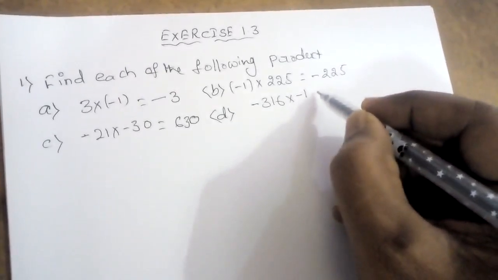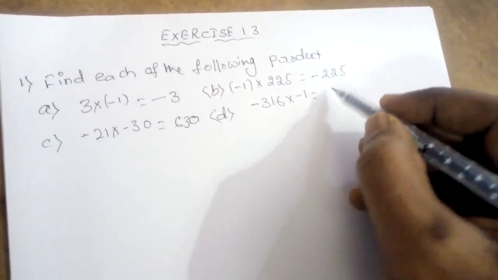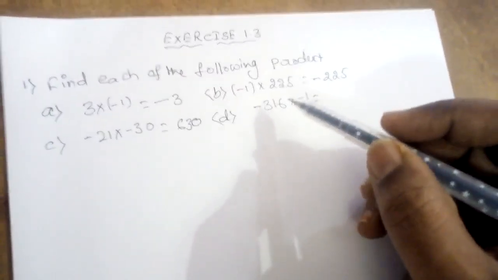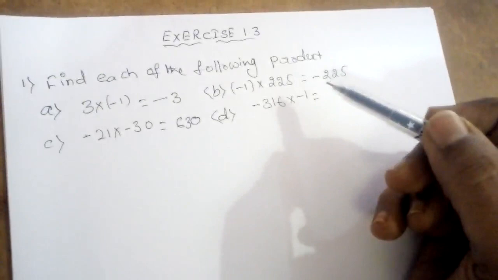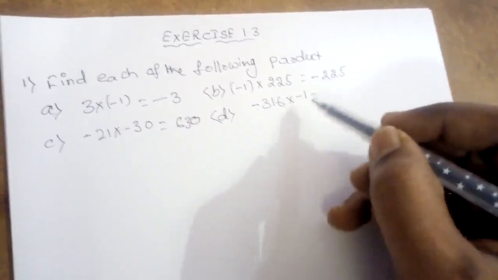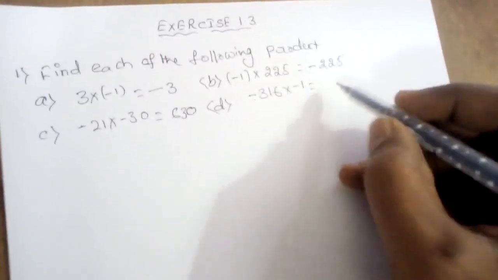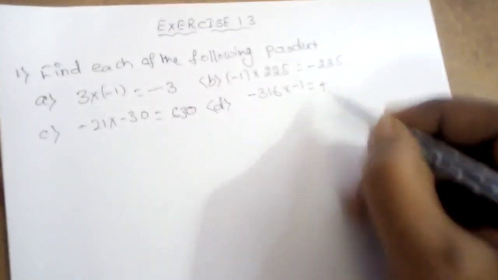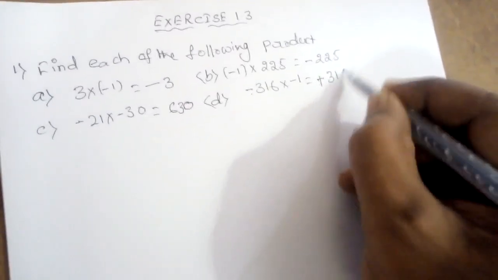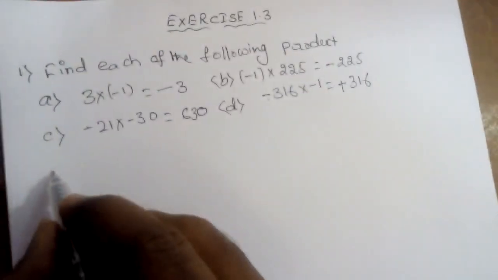Here also go to the signs of the product first. Okay, both have negative signs. Here see, an even number of negative signs gives a positive, and an odd number of negative signs gives a minus. Here there are 2 negative signs, and 2 is an even number. So an even number of negative signs, we get positive. So 316 into 1 is 316. So next, E question.